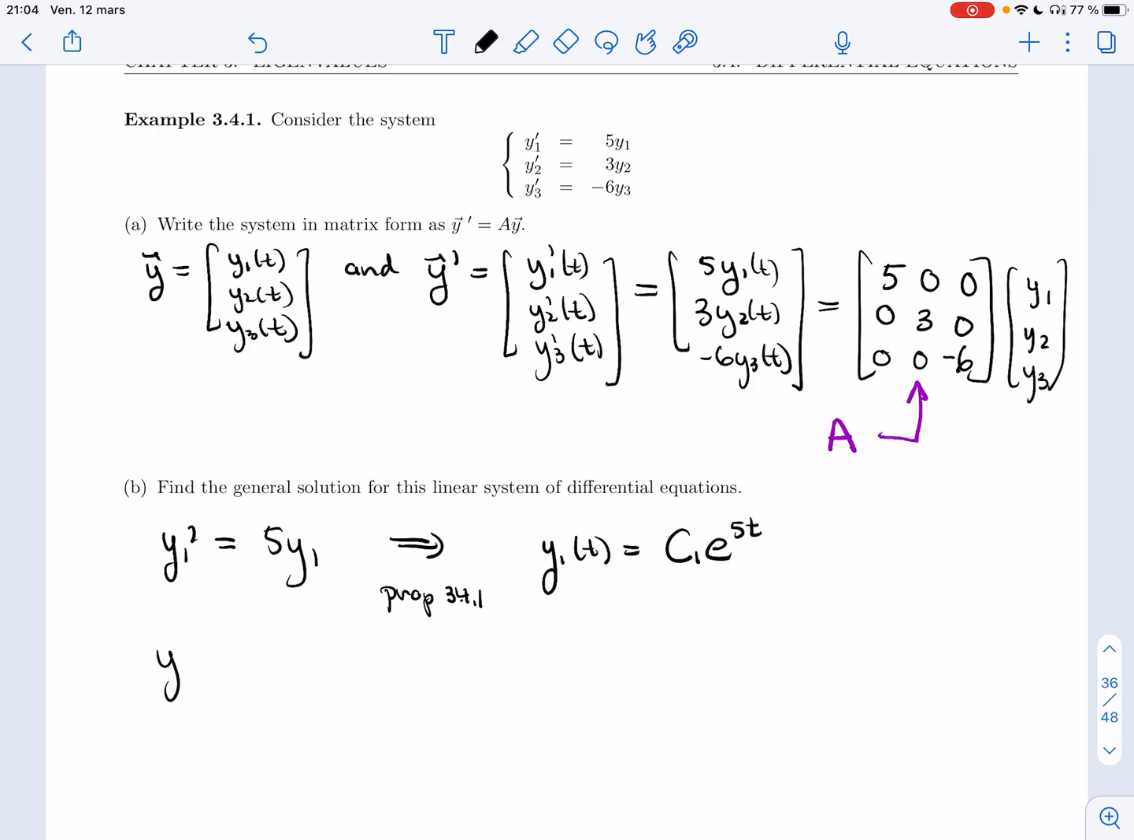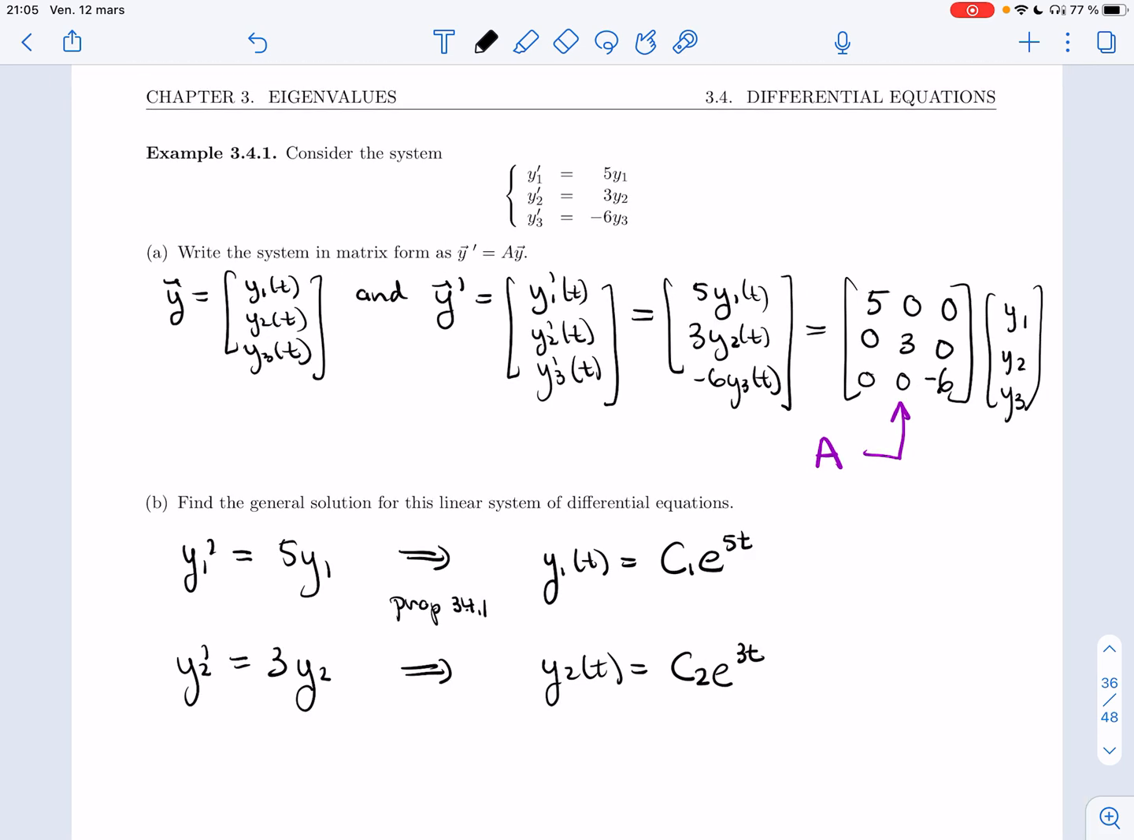Second equation, that's the only one that contains y2, and it tells me that y2 prime should be 3y2. And so the same proposition gives me the general solution for this one. It should be a constant. It could be a different constant, so I'm going to label them differently. I'm going to label C1 and C2 here, and then e to the 3t. And finally, y3 prime is minus 6y3. That means y3 of t is c3 e to the minus 6t.